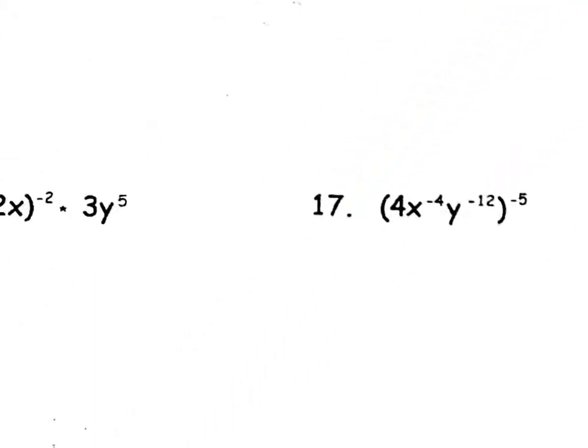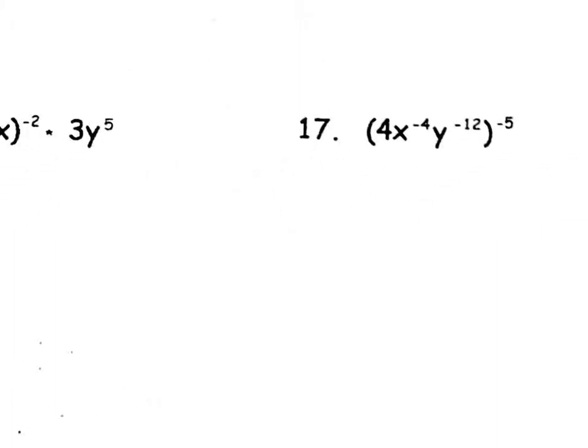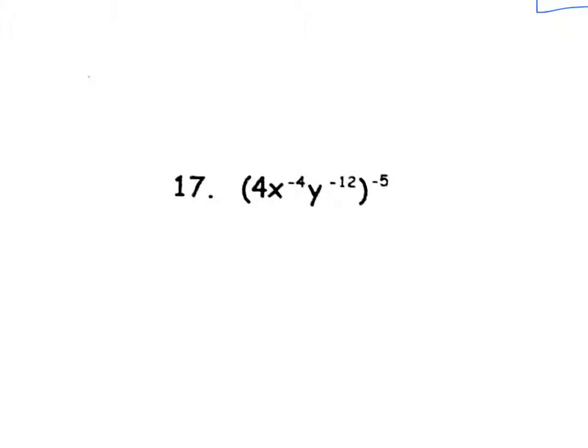Okay. Let's look at number 17. Number 17 is as difficult as these problems get, where you have to do multiple steps. I have to distribute to all of these pieces. Remember, this is not 4 times negative 5. It's 4 to the negative 5th power. Multiplying, I get x to the 20th and y to the 60th.